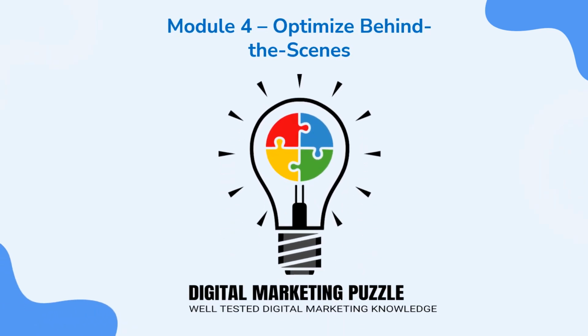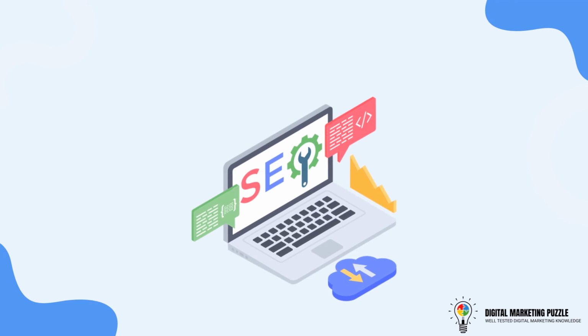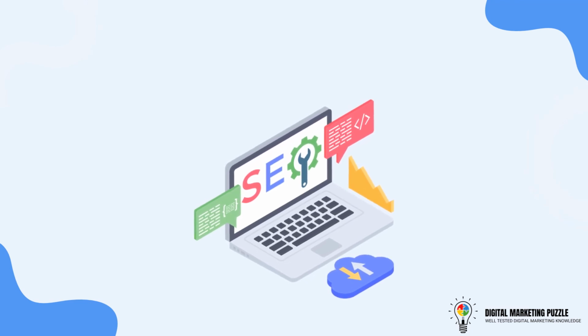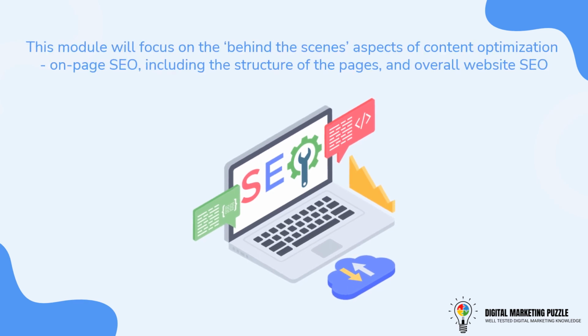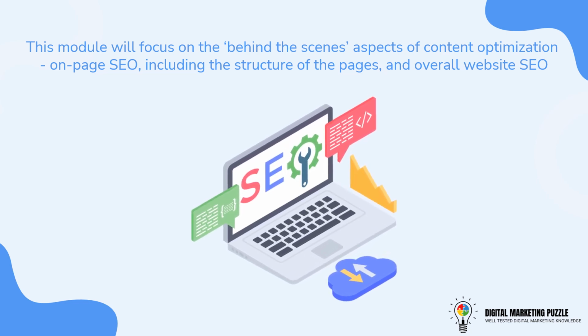Module 4, Optimize Behind the Scenes. In the previous modules, you determined which pages you will be optimizing during this course and have started creating content for each. This module will focus on the behind-the-scenes aspects of content optimization, on-page SEO, including the structure of the pages and overall website SEO.